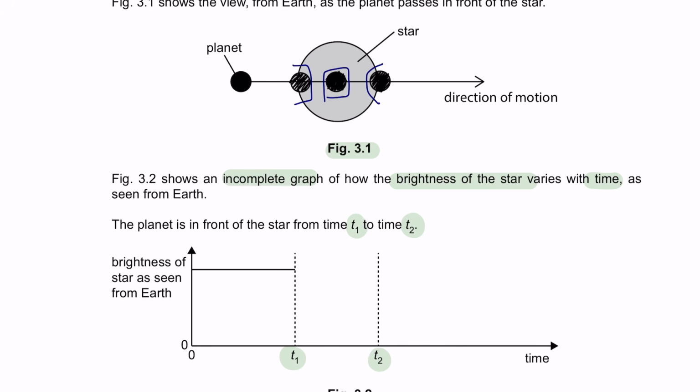So the brightness of the star as seen from the Earth is, let's say, at this level, but as the planet goes in front of the star, it's going to start reducing the brightness of the star partially until it reaches the middle to block the most light of the star, and then as it goes away, it would increase back the brightness of the star. So from t1 to t2, we can slowly show that the brightness decreases, and then it reaches a lowest point, which is in the middle here, and then it increases again, and as the planet completely moves away from the star, the brightness resumes to be normal.